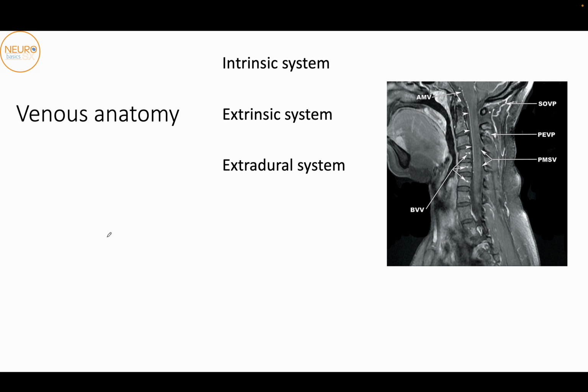Right, so the venous anatomy is again slightly more complicated than the arterial anatomy, but it might be slightly helpful to know what the different contrast enhancing structures are that we see on contrast MRIs. So when it comes to the venous anatomy of the cervical spine, there's an intrinsic system, an extrinsic system, and an extradural system. The basic idea is within the spinal cord, you have the intrinsic system. Outside the spinal cord, but within the dura, you have the extrinsic system. And then you have a system which is outside the dura, known as the extradural system.